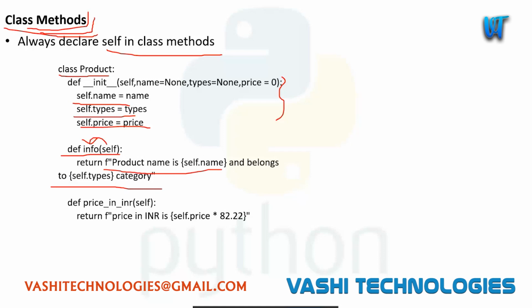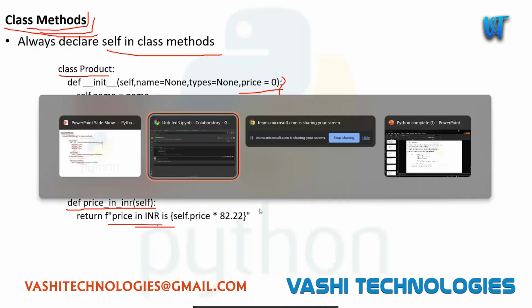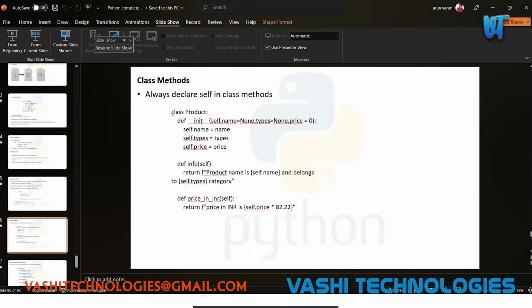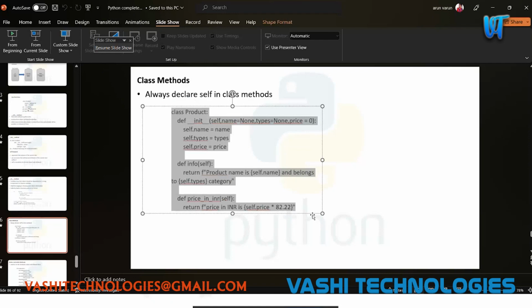It's just giving a message that the product name is this and it belongs to this category, and defines price in INR. Let's say we are giving price in US dollars, but in my method, I wanted to print it in INR, Indian rupees. Here I'm giving price in INR is self dot price into 82.22, which is the dollar conversion rate. So let me open this now. Instead of typing, let me copy this as a whole.